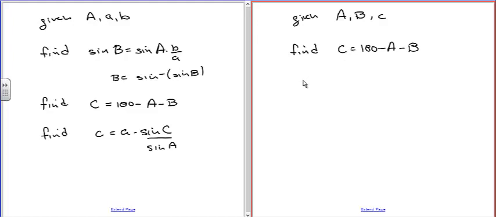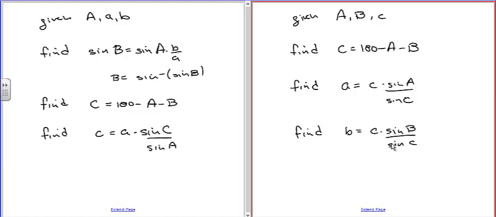And then once you have angle C, then you could find side A, and I've got angle C and side C now. So I'd say it's the length of side C times the sine of A over the sine of C. And once you had A, you can find B. Again, you know C, so just use C times the sine of B divided by the sine of C.